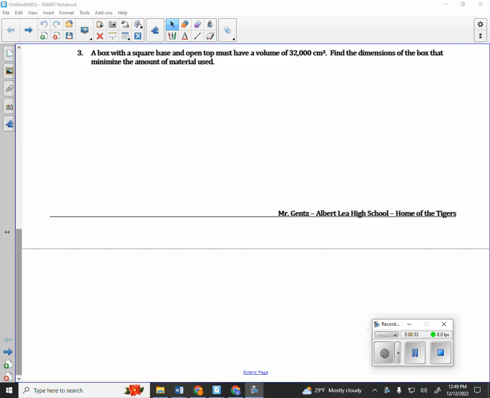I'd like you to give number 4 a shot on your own in class. And I'd also like to look at number 8. Let's see where you can get with this. A box with a square base and an open top must have a volume of 3,200 centimeters cubed. Find the dimensions of the box that minimize the amount of material used.